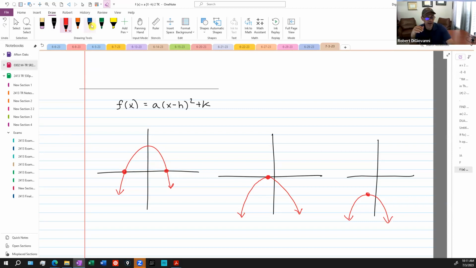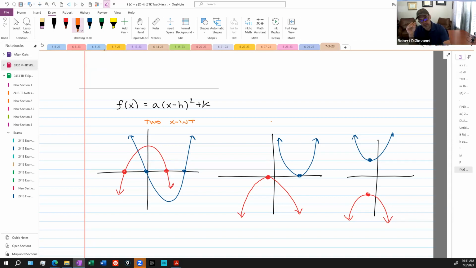Also, they don't have to open down. You could have a parabola open up. Let me give you an example of a parabola that opens up that has two x-intercepts, an example of a parabola that opens up that has one x-intercept, and a parabola that opens up that has no x-intercepts. So there were two x-intercepts. Here there's one x-intercept. And here there's none, no x-intercepts.